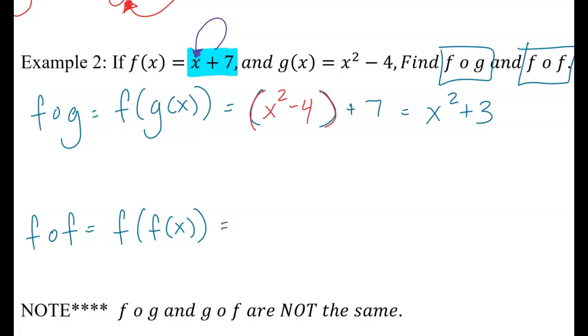So I'm going to write what f of x is, but I'm not going to write that initial x. I'm going to put a parenthesis. And then instead of x, I'm going to write all that f of x is. Again, another 7. So you're inputting f of x back into itself. And you combine like terms, 7 and 7, and you get 14.